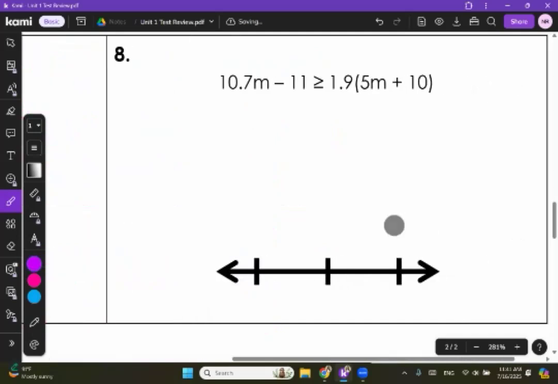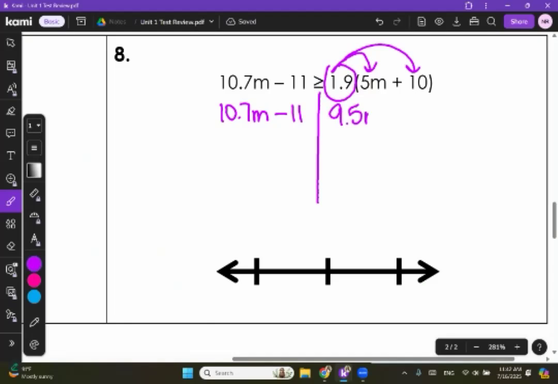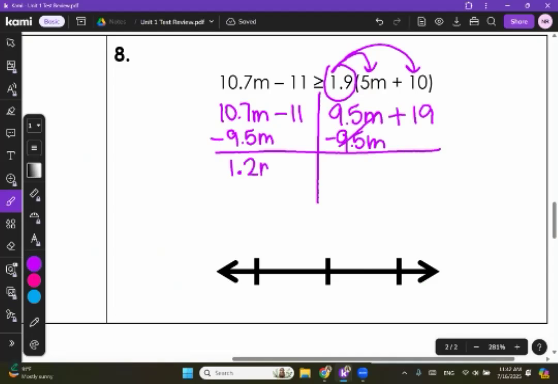Number 8. Draw your line. We see parentheses. Parentheses tell us to distribute or multiply. 1.9 times 5 is 9.5. 1.9 times 10, 19. Small to large, we're going to subtract the 9.5. 10.7 minus 9.5, 1.2.